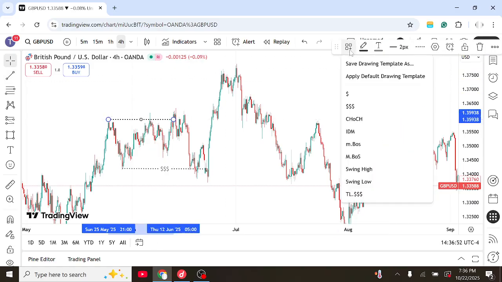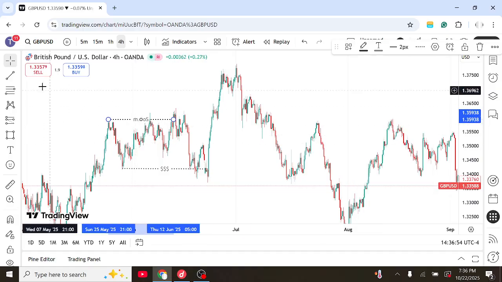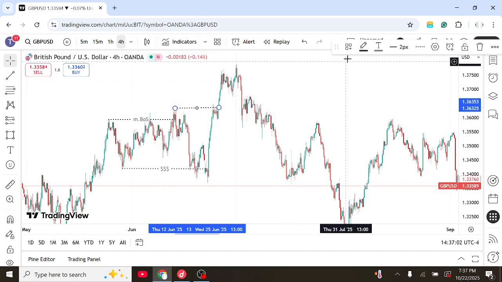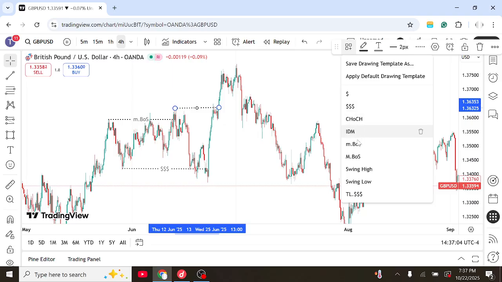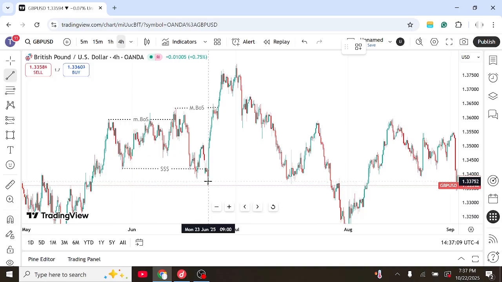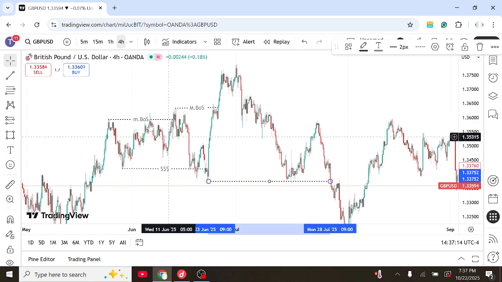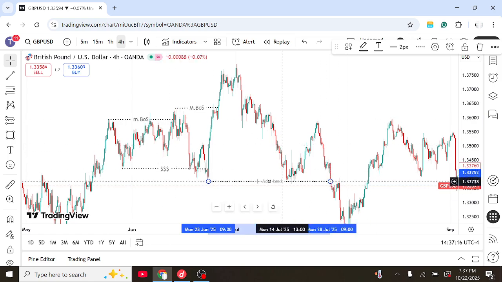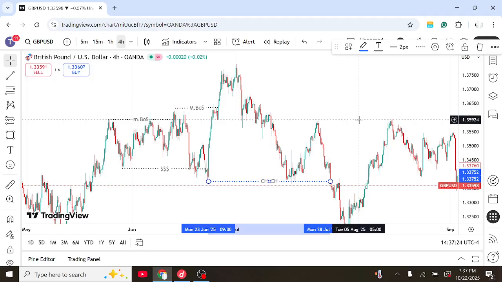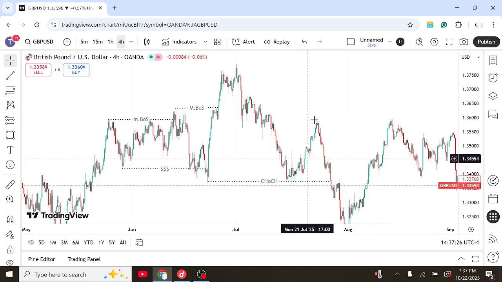So this is our minor break of structure, and then this is our major break of structure. Anytime we have a minor or type A liquidity sweep, and then price closes below the swing, this is the swing low. So anytime we have a type A liquidity sweep in this case, and price closes below this swing low that we have here, it is a very strong change of character, or a valid change of character. Okay, so this is our change of character.